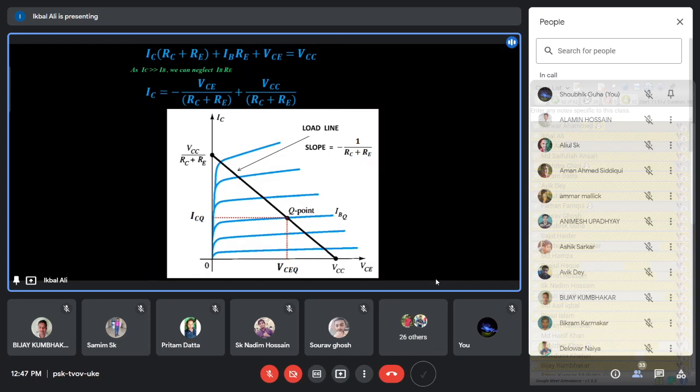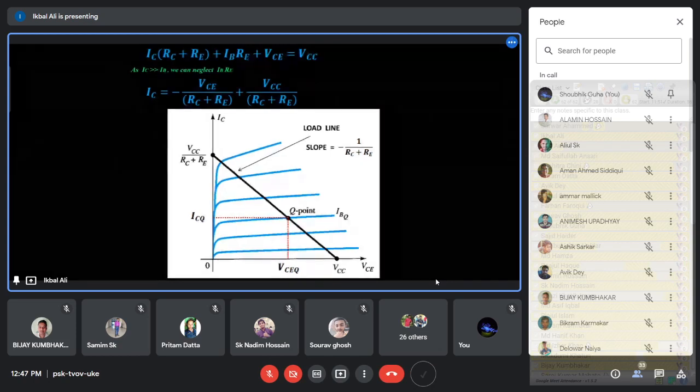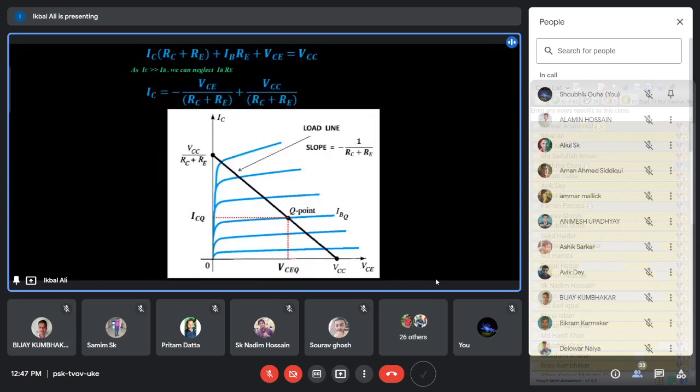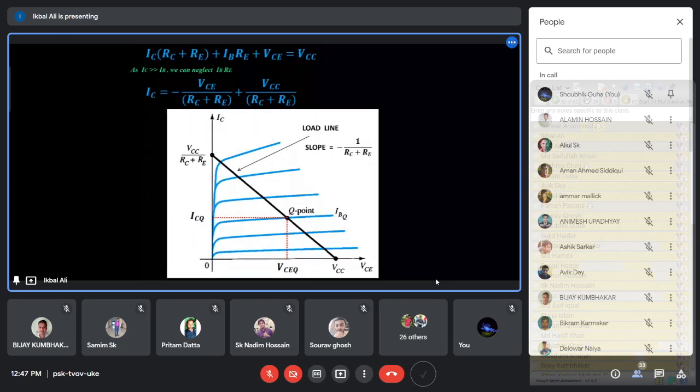Then in the second equation you see that IC can be written as IC equal to minus VCE by (RC plus RE) plus VCC by (RC plus RE). This is obtained from the first equation. It is not very difficult, because if you neglect this IB into RE, then solve for IC, it will be like this. Is there any difficulty with the second equation? I hope you have understood this up to this point.